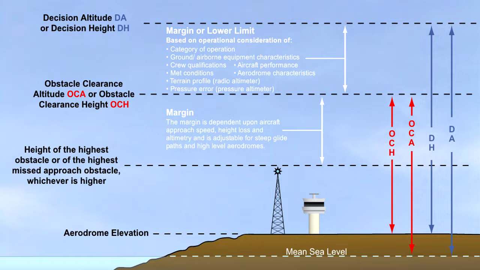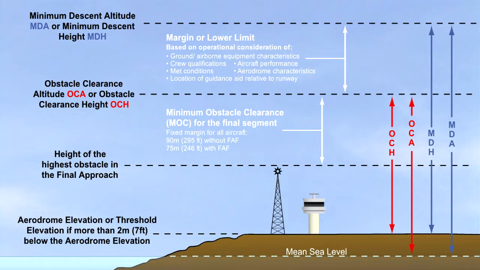The OCA or H for a non-precision approach procedure is defined as the lowest altitude, OCA, or height, OCH, above the aerodrome elevation of the relevant runway threshold, if the threshold is more than 7 feet below the aerodrome elevation, below which the aeroplane cannot descend without infringing the appropriate obstacle clearance criteria.